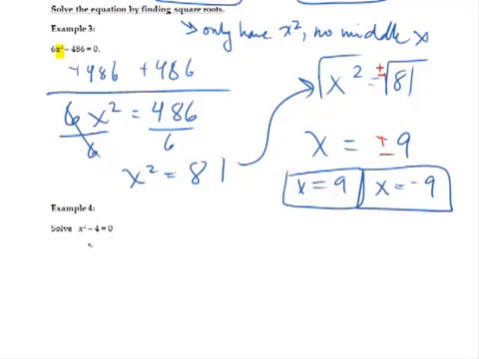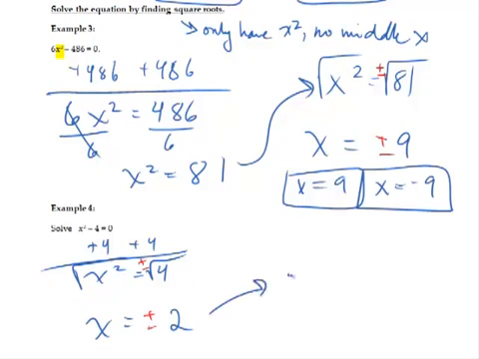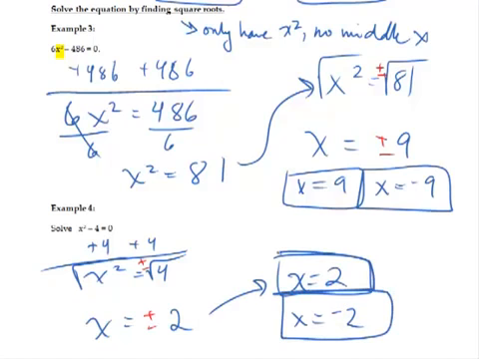Let's do the same thing for this one here. Isolate your x, so move the 4 over. x squared equals 4. Take the square root of both sides, again, with a plus or minus. So we get x equals plus or minus 2, which means that x equals 2 or x equals negative 2 as our two answers. In terms of your homework tonight, you should always be getting two answers, and that's just for this chapter.